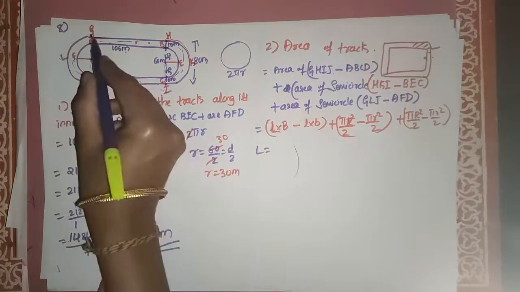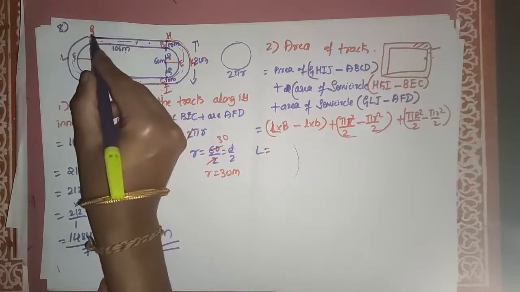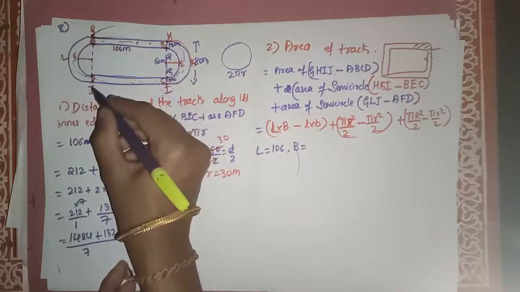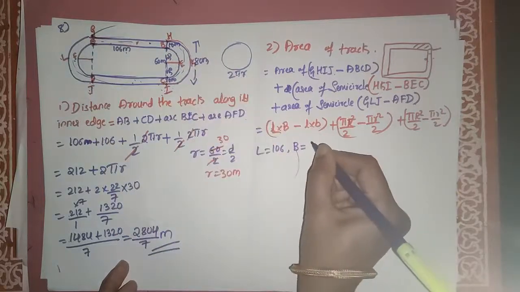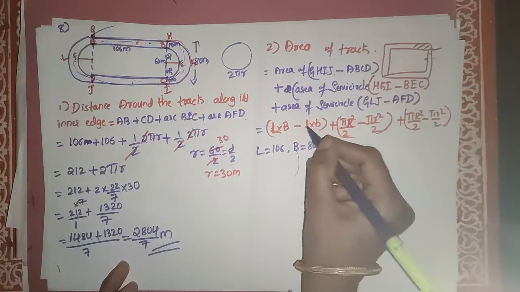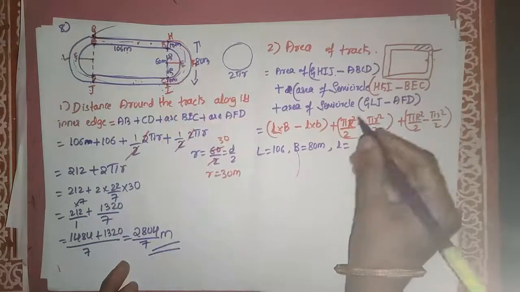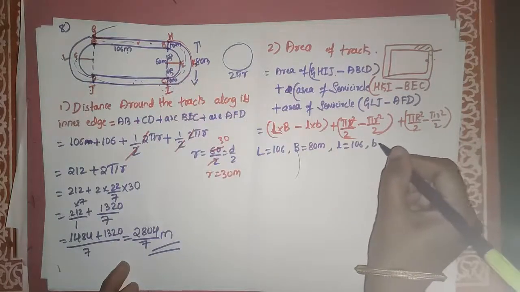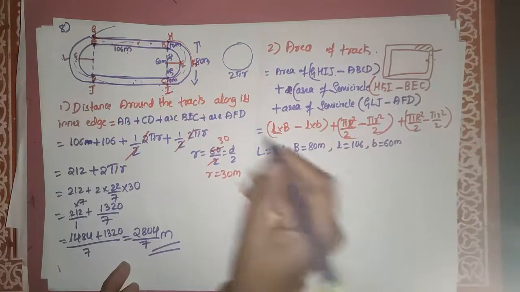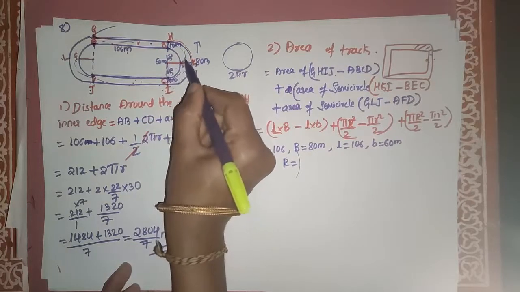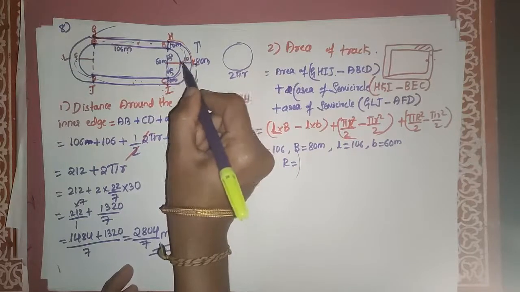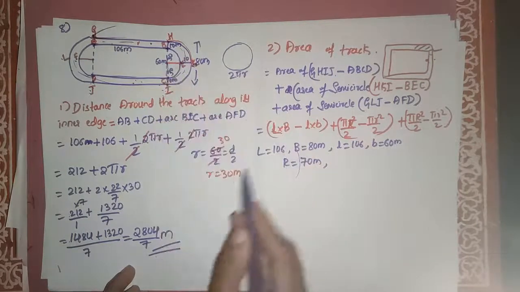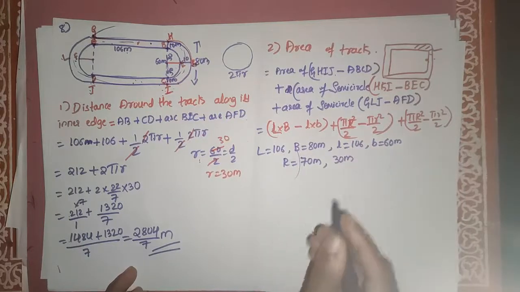Length, capital L, is length into breadth. Here, this is the larger rectangle. Here GH is how much? 106. So capital B, breadth, is how much? This is the total breadth GJ, 80 meter. Then the smaller rectangle, small l and b. Here small l is also 106. So breadth is how much? Breadth is 60 meter. So here capital R, the radius. This is 60 and from this the width is 10. This equals 70. Smaller r we have taken already, this is 30 meter. Now we'll calculate everything.